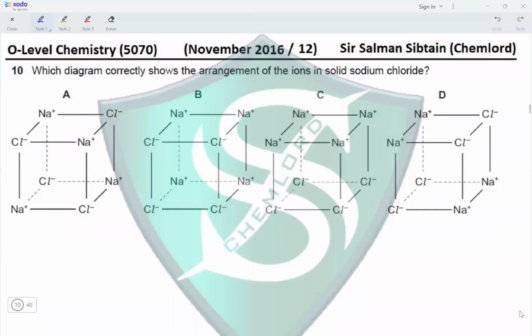Question 10. Which diagram correctly shows the arrangement of ions in solid sodium chloride? In A, we have a sodium atom surrounded on each side by a chloride ion. Therefore, there would be electrostatic attraction between them. In B, we have a chloride ion with a sodium atom on one side and chloride ions on two other sides. So this would not be attraction, this would be repulsion. So structure B is incorrect.